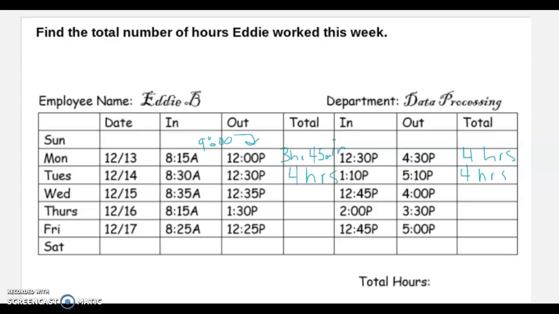Wednesday. 8:35 to 12:35, again they match. It's nice when they do that. We're going to count forward 4 hours. 12:45 to 4 o'clock, these do not match, so we're going to round to the next hour so they can match. So 12:45 to 1 o'clock is 15 minutes. So now we have 1 o'clock to 4 o'clock, which is 3 hours.